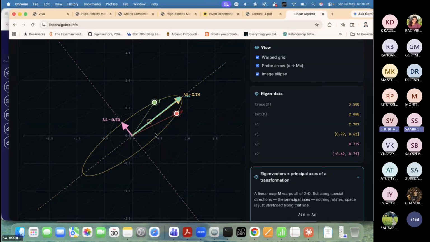Sir, one last thing: it all depends on the force which is getting applied on the vector, which is the matrix, right? It is not about the vector. Yeah.